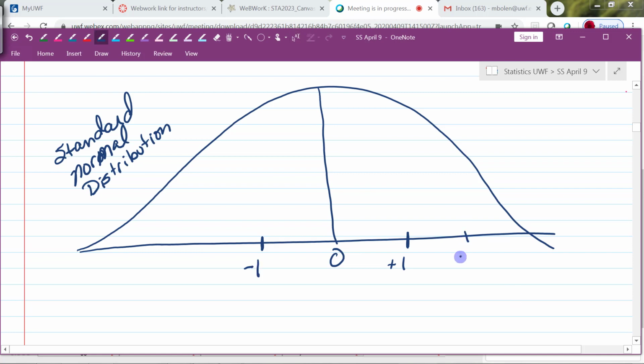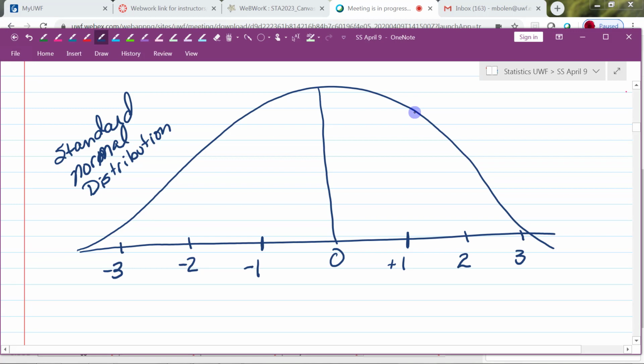The number 2 always represents 2 standard deviations above the mean. -2 always represents 2 standard deviations below the mean. The number 3 right here always represents 3 standard deviations above the mean. The number -3 right here always represents 3 standard deviations below the mean. And the area under the curve in relationship to these numbers is consistent, because it's a standard normal distribution.